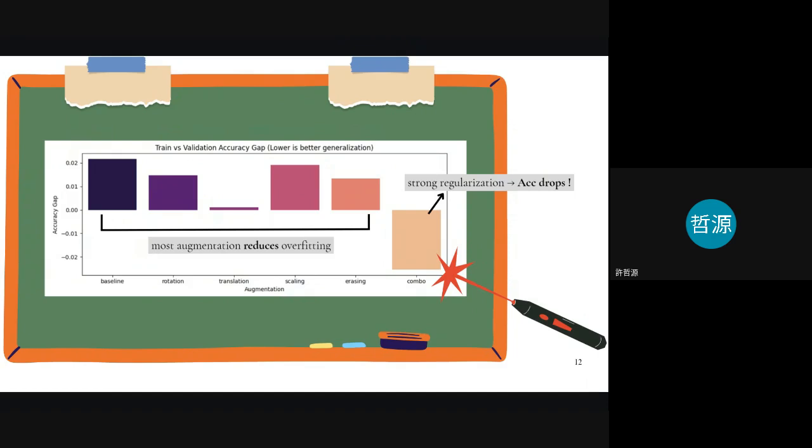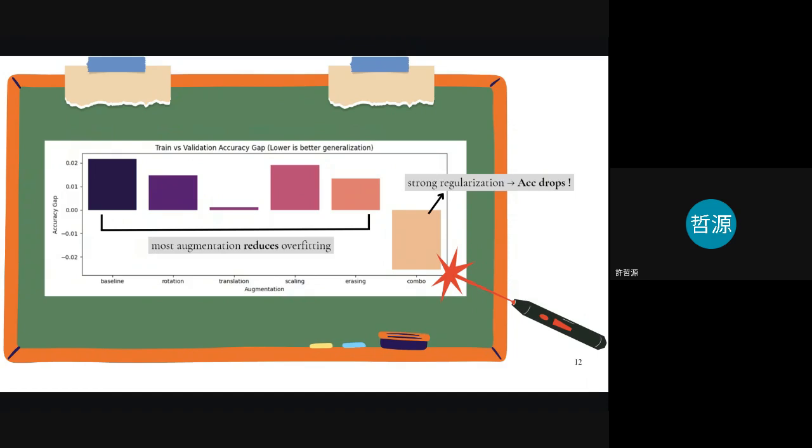Does data augmentation actually reduce overfitting? Does this stop the neural network from memorizing the answers? Look at the graph. The answer is a resounding yes. On the far left, the baseline model has the highest gap, over 2%. It memorized the training set but struggled on new data.